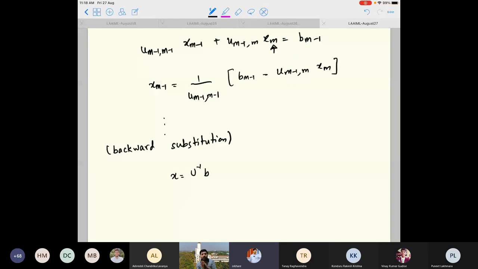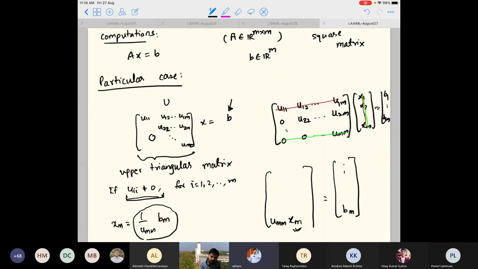You are not explicitly computing the U inverse. You are computing it in disguise, and still you are getting the values x1, x2, x3 up to xn, only in the backward sense, right? You first calculate xn, then xn minus 1, so on and so forth. So this particular structure U happens to be a very interesting structure, an upper triangular matrix.